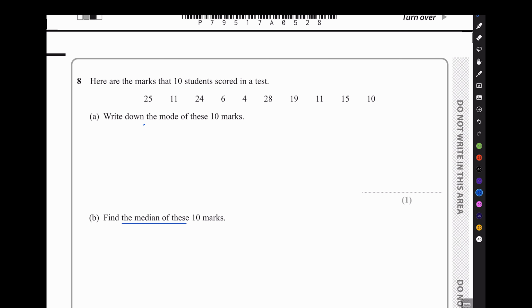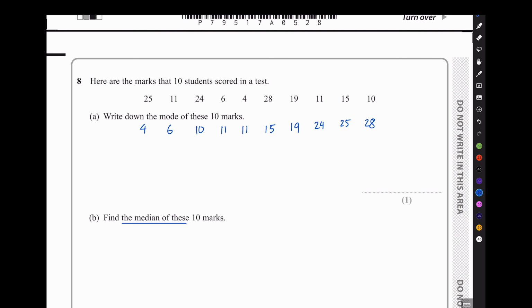So the smallest number is clearly 4, and then 6, and then what? 10, I believe. 10, and then 11, and then another 11, and then 15, 19. What else? 24, 25, and lastly 28.